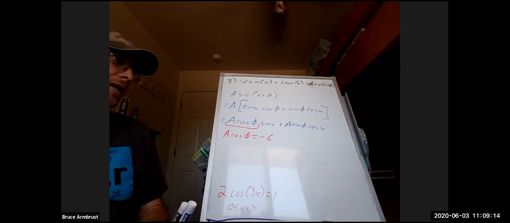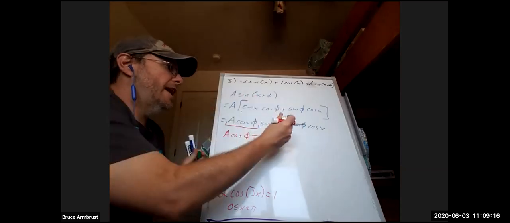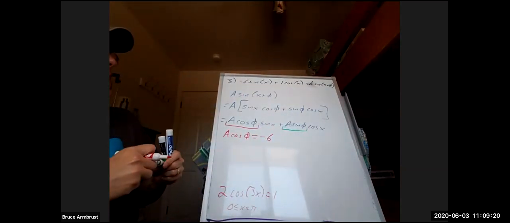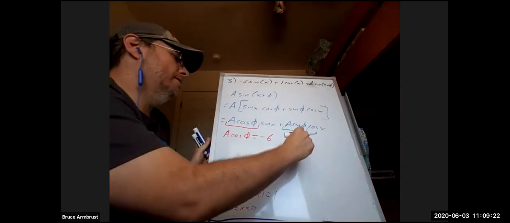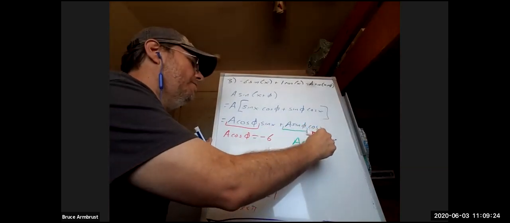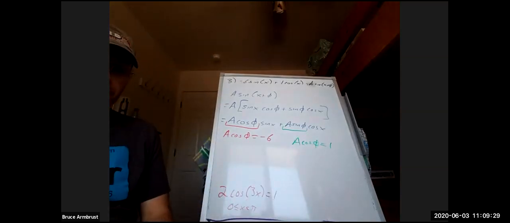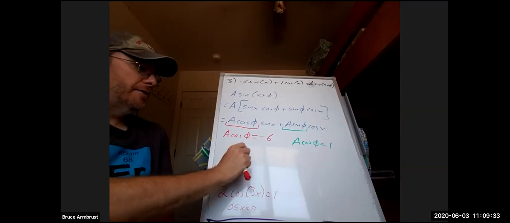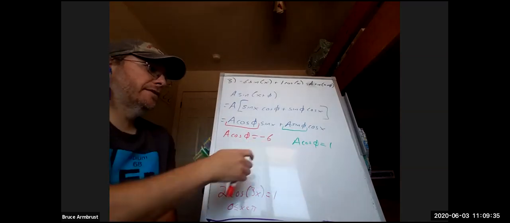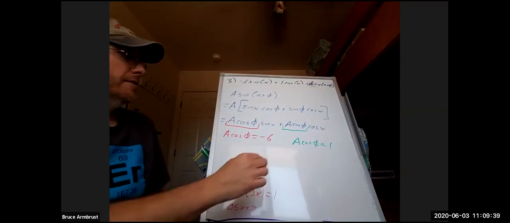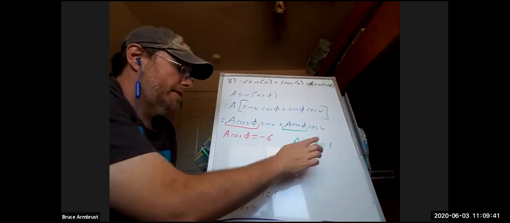And then similarly, over here, I've got a sine of phi times cosine. Well, I need that multiple to equal 1. So that gives me a sine of phi equals 1. So whatever a and phi are, they have to make it so that a cosine phi is minus 6 and a sine of phi is equal to 1.